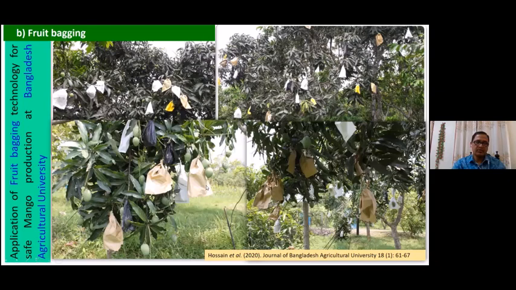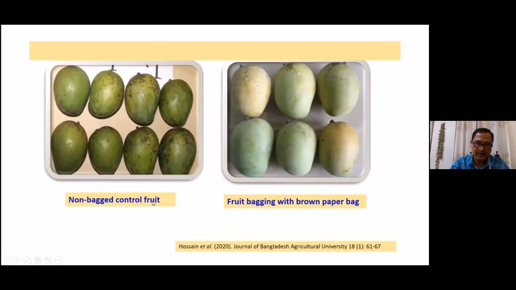Fruit bagging is another technology. What are we doing here? We are applying different kinds of bagging materials in our mango production, and we got some good results from the brown paper bagging of fruits. I could show you some results here. Non-bagged fruits look like this, infected with anthracnose or other organisms. Bagged fruits look almost clean and smooth, and their post-harvest life is also longer than the control fruits. So if we use fruit bagging technology, it will help to eliminate not only insects, but also some pathogens.